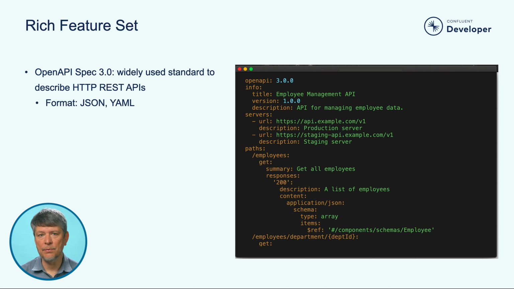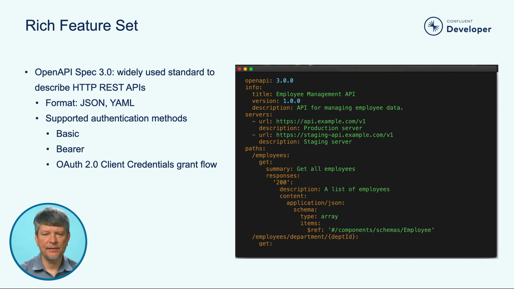Secure API access is supported through basic, bearer, and OAuth 2 client credentials authentication. This flexibility ensures compatibility with both simple token-based APIs and enterprise-grade services requiring OAuth-based authentication.